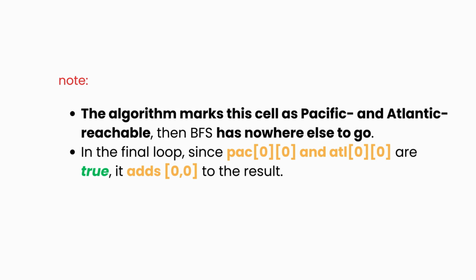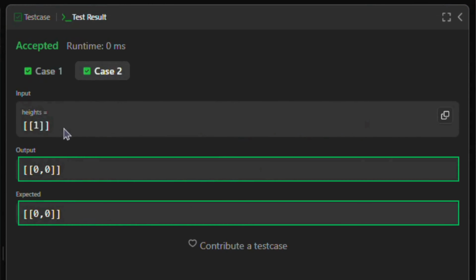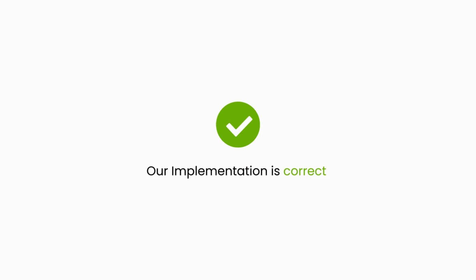In the final double loop, it sees pac[0][0] and atl[0][0] are both true, so it adds (0, 0) to the result. This output makes sense because the only cell in the grid can reach both oceans by definition, and it correctly appears as the single coordinate in the result. So our solution checks out, the result matches the expected behavior, and the algorithm handles this test case correctly.